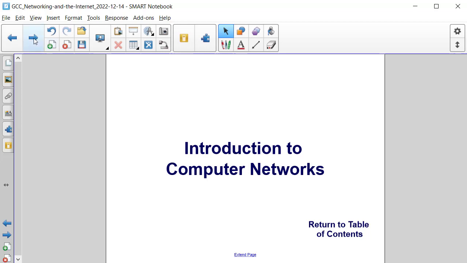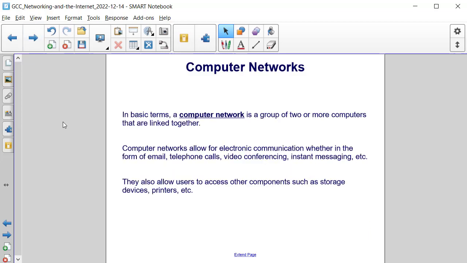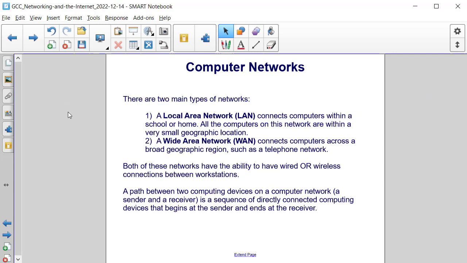Introduction to computer networks. In basic terms, a computer network is a group of two or more computers that are linked together. Computer networks allow for electronic communication, whether in the form of email, telephone calls, video conferencing, instant messaging, etc. They also allow users to access other components, such as storage devices, printers, additional monitors or other devices linked to the computers, etc.